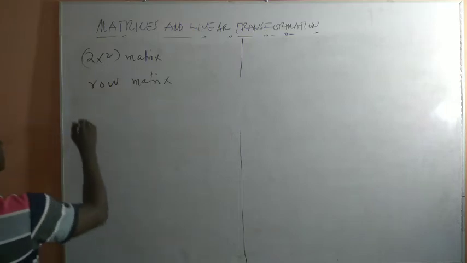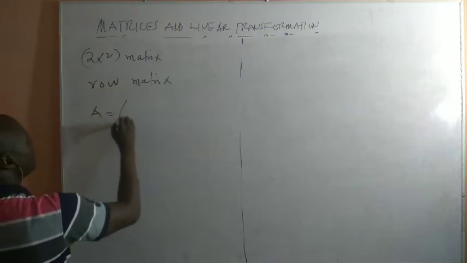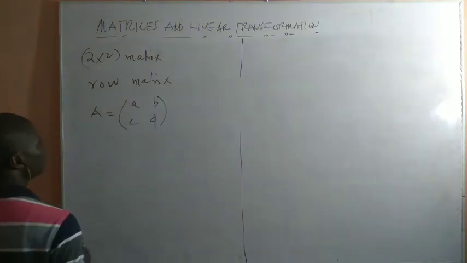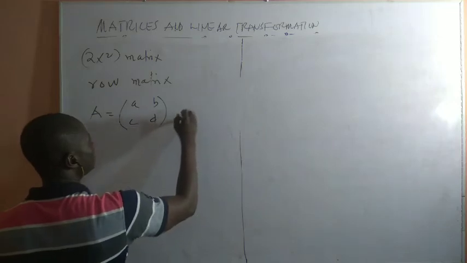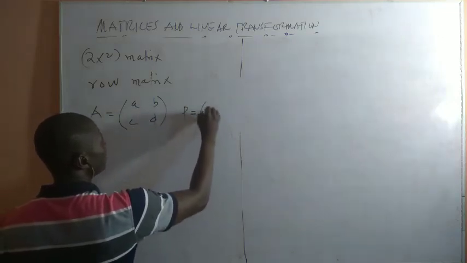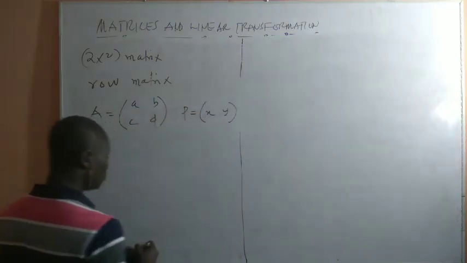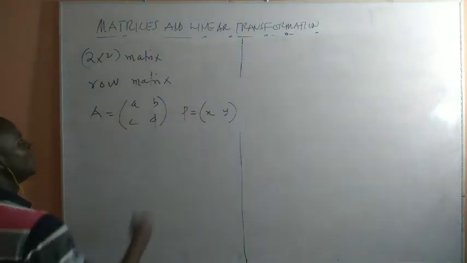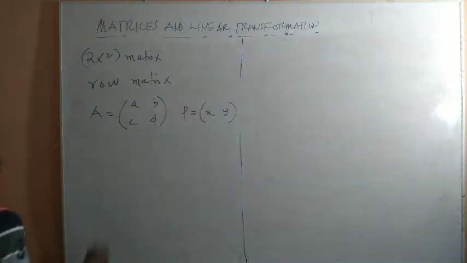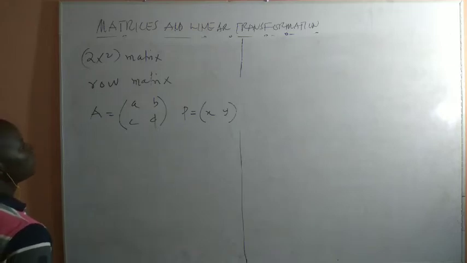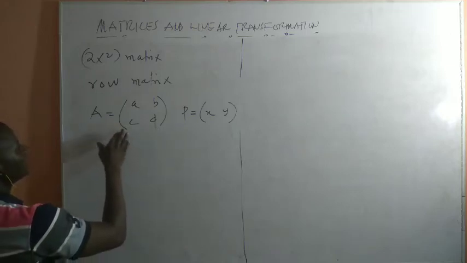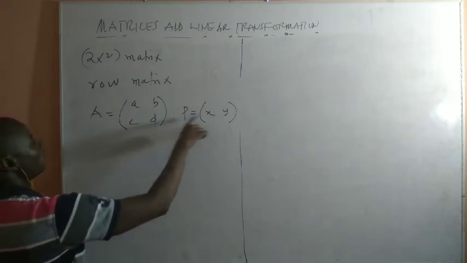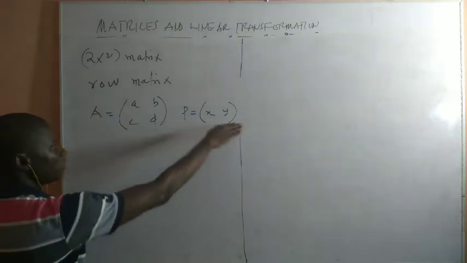Now, let's assume that we are given the matrix A to be A, B, C, D, and we have the row matrix P, then we have X, Y. So this is what we call the row matrix. And this is the 2 by 2 matrix. Now, take note that when you look at this, the number of columns of this is 2, but the number of rows here is 1. That's why we call this the row matrix.